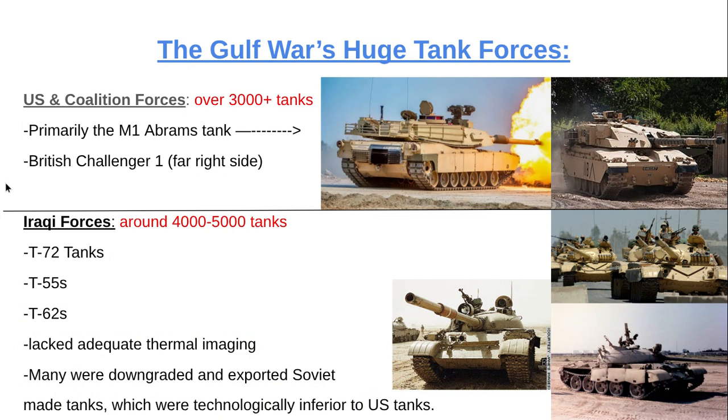Here, what's important to understand about the Gulf War is the aspect of tanks. The tanks are extremely important in the Gulf War. U.S. and coalition forces had over 3,000 tanks. The U.S. used the M1 Abrams tank and still uses it now, just with different variations of it. The Iraqi forces used a lot of downgraded and exported Soviet-made tanks, and a lot of these were inferior to the U.S. tanks, which directly leads to a lot of losses.